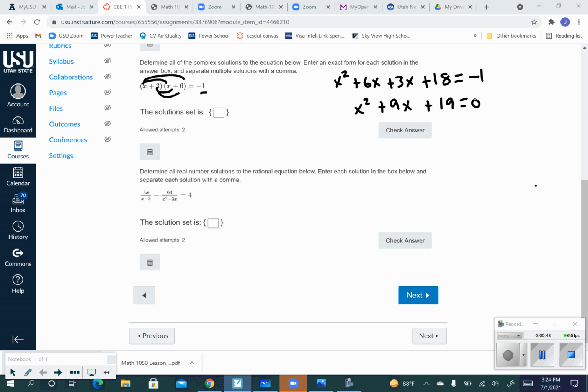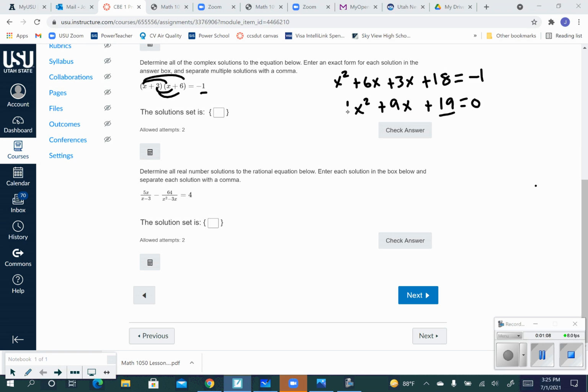And now I've got to use one of my techniques for solving quadratic equations. So the two ways we did it is either by factoring. The problem with that is we're looking for factors of 19 that add up to be 9. Well, the only factors of 19 are 1 and 19. They don't add up to be 9. So I can't factor this one. So I've got to use the quadratic formula.